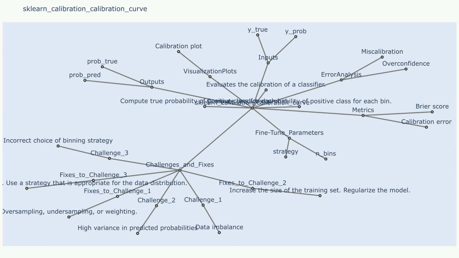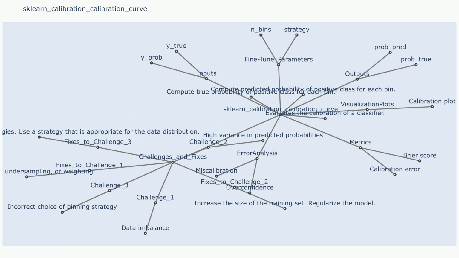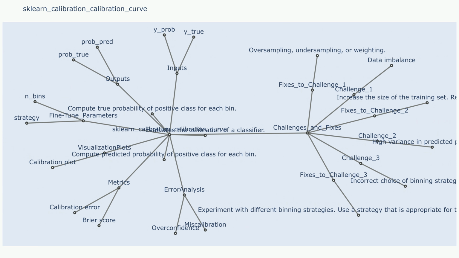Fine-tune parameters. n_bins. Experiment with different values of n_bins to find the optimal balance between fine-grained analysis and potential noise. Strategy. Choosing the appropriate binning strategy, uniform or quantile, depends on your dataset and the specific characteristics of your model. Uncertainty methods. Confidence intervals. You can add confidence intervals to the calibration curve to assess the uncertainty associated with the estimated probabilities. Libraries like scikit-learn can assist in calculating these intervals.